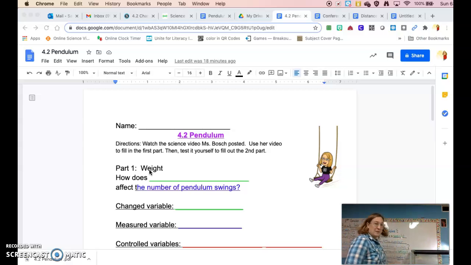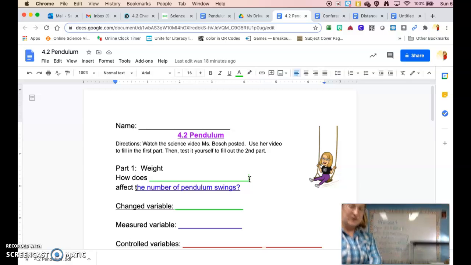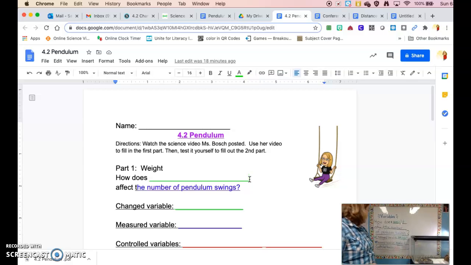They're actually written on my whiteboard behind me, and you can see right here. Part one, weight. How does weight affect the number of pendulum swings? For this first blank in green, it's the word in green on my board right here. It's weight. Now, we have three variables in this experiment, and they are color-coded on your worksheet the same as they are on Miss Bush's board. Your change variable is the weight. So my word in green is weight, and for your change variable, that green line, you need to write in weight. That's the thing I changed on purpose by adding 2 pennies to my pendulum.